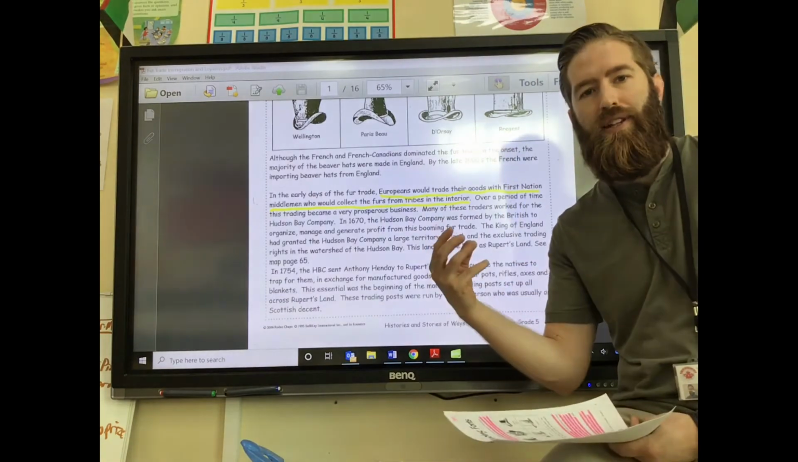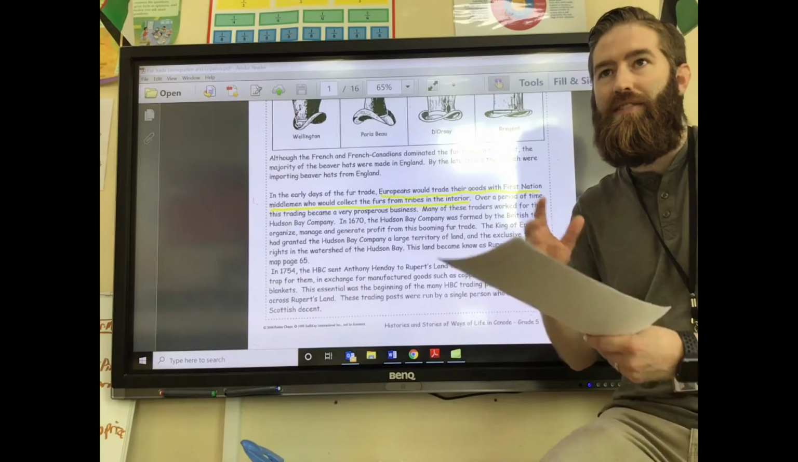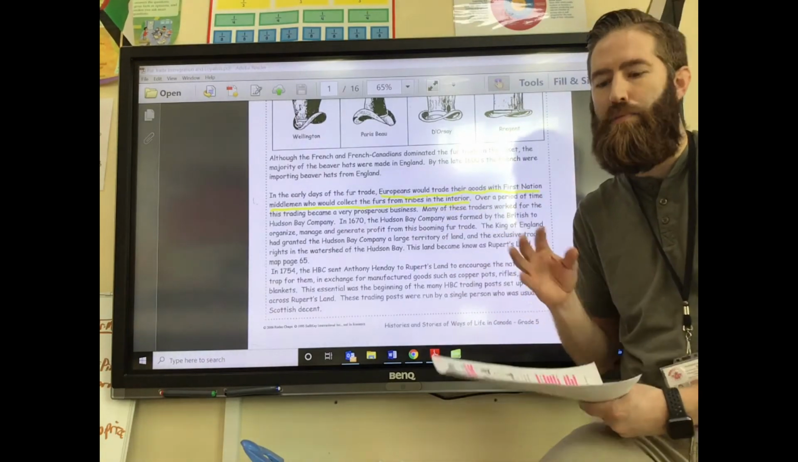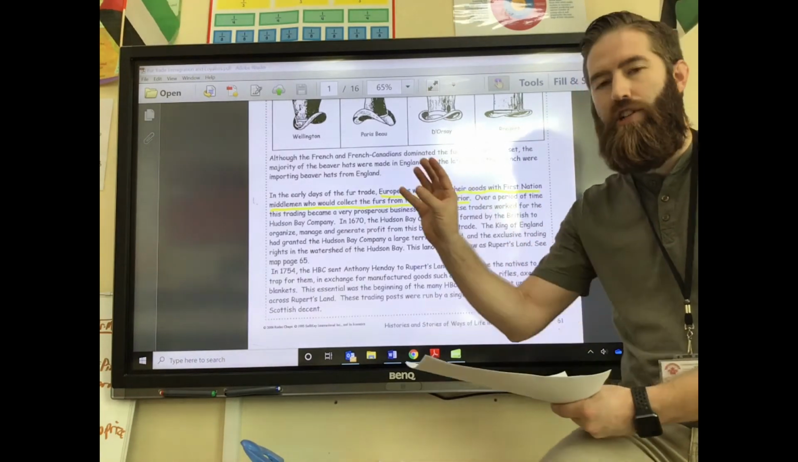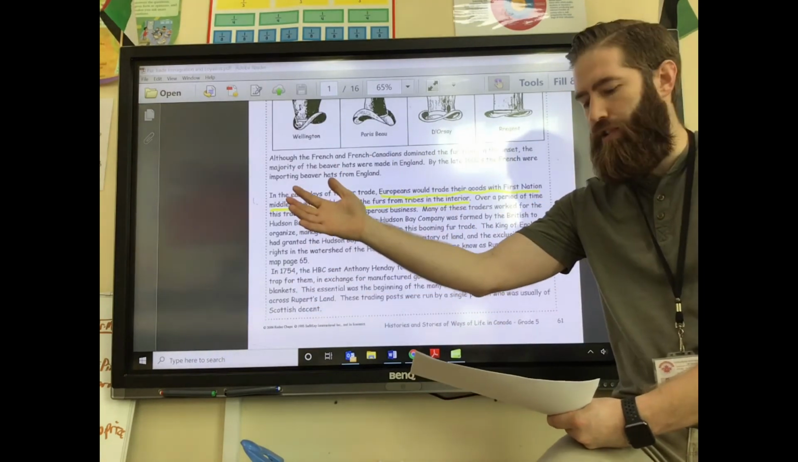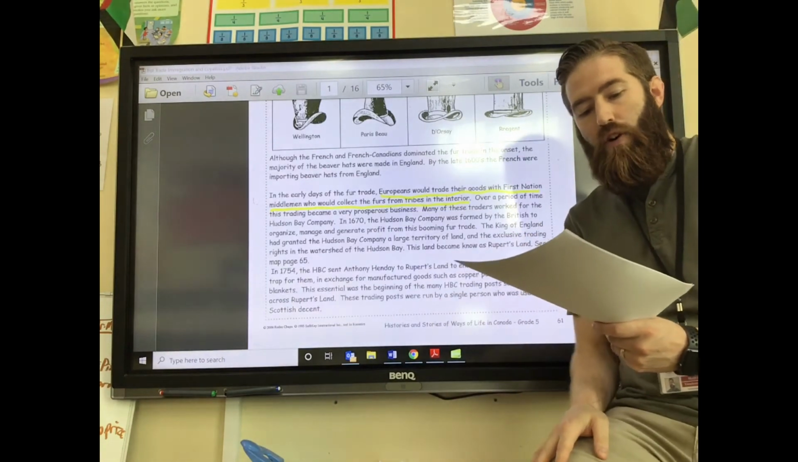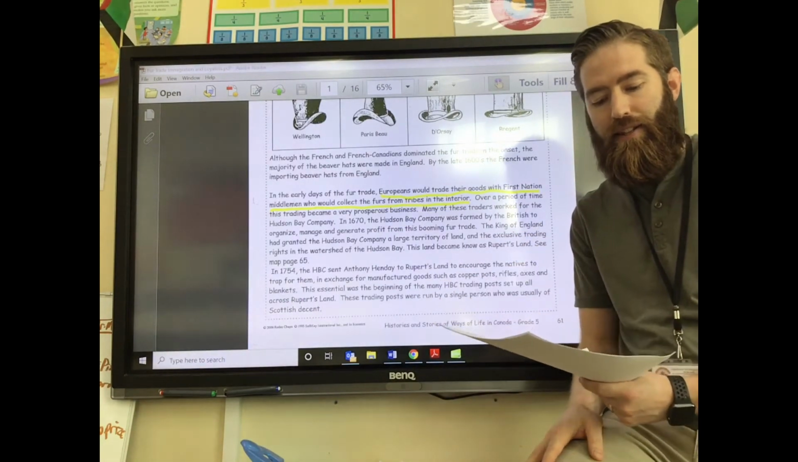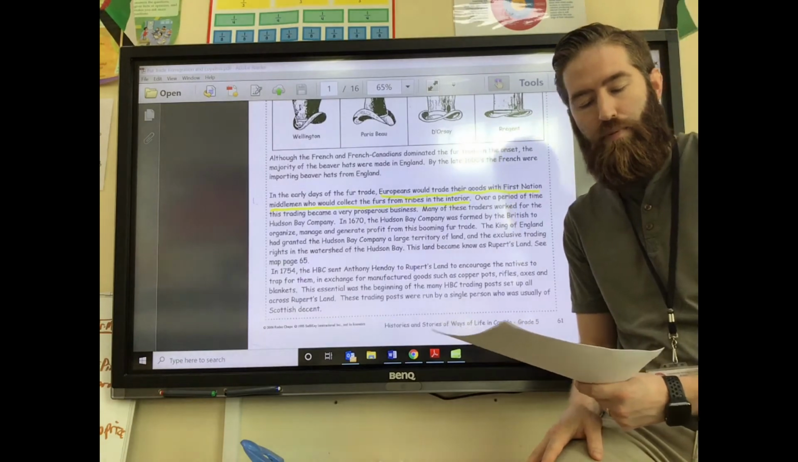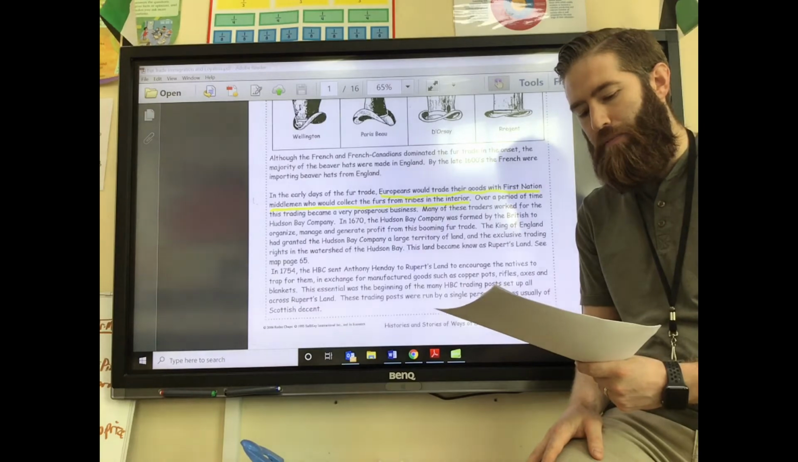That means the Europeans would trade all of the devices, the trinkets, the things that they had, the blankets, with the First Nations middlemen who would then give them the furs, and they would go and make the hats in Europe. Over a period of time, this trading became very prosperous for business. Many of these traders worked for the Hudson's Bay Company.